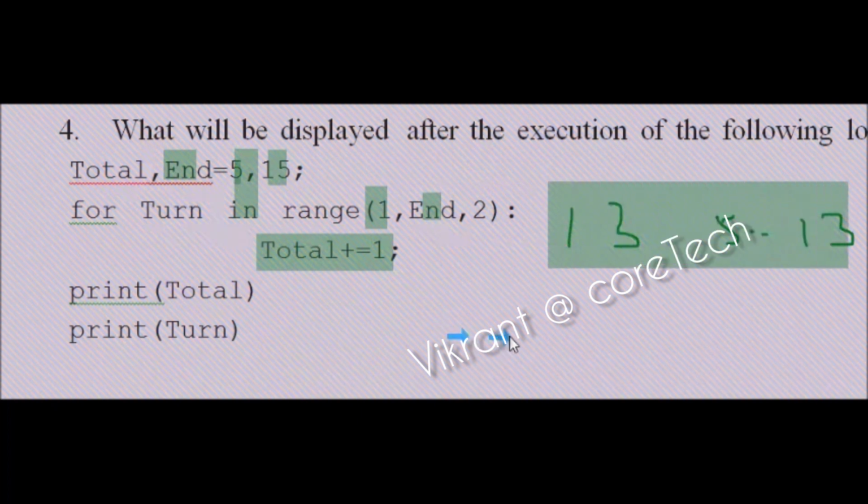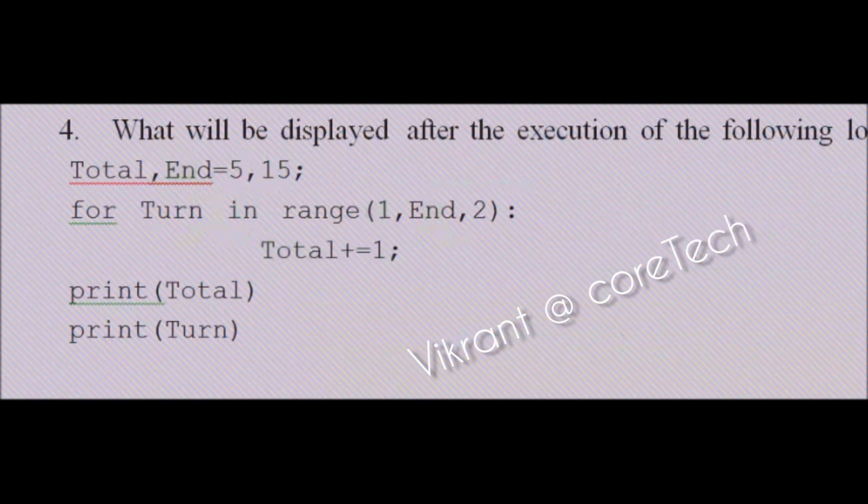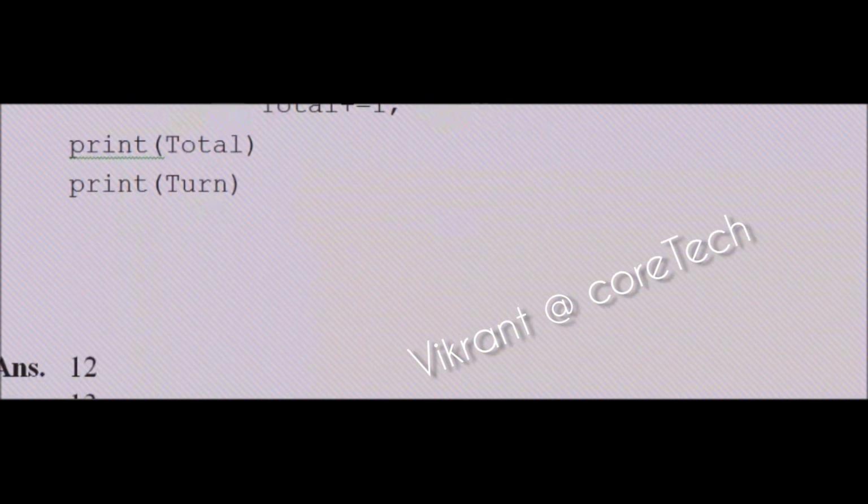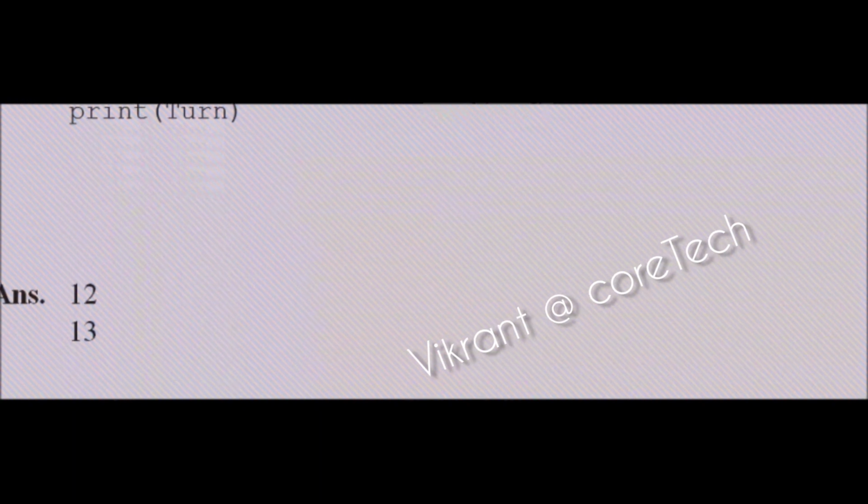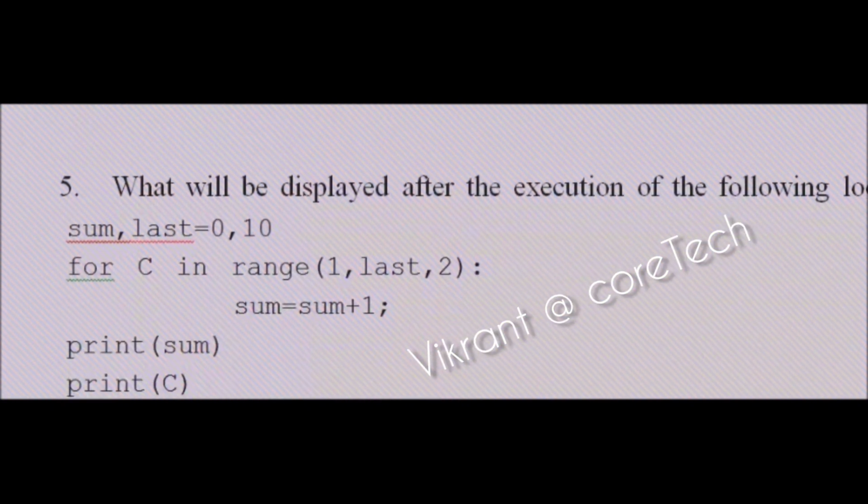I'm going to have 1, 3, 5, 7, 9, 11, 13, 15. 15 is not countable. It means 1, 2, 3, 4, 5, 6, 7. 7 times 1 will be added to the value of 5. So the answer is 7 plus 5 is 12. The value of total will be 12 and the last value executed was 13. Let's see the next question now.